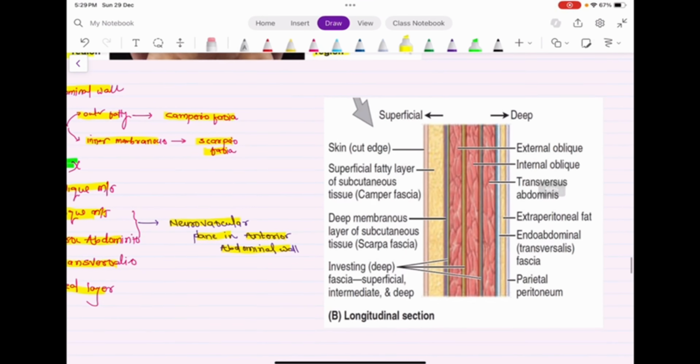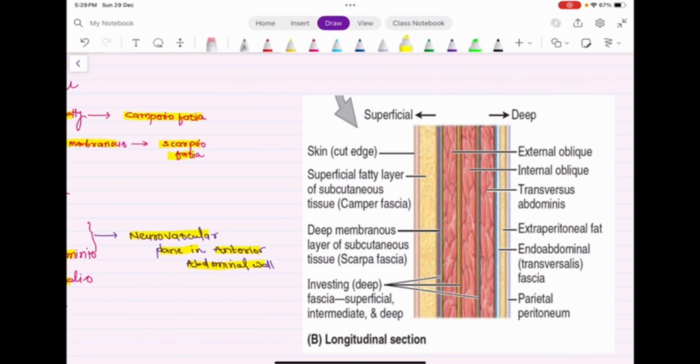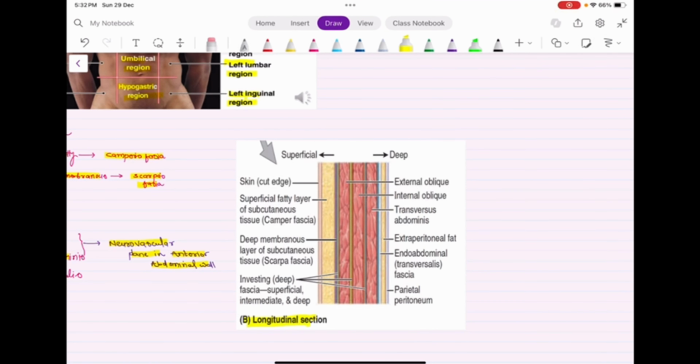Okay, see this diagram. We show the layers of the anterior abdominal wall. It is a longitudinal section of the abdomen. From superficial to deep: superficially, skin is there, then the superficial fatty layer and the deep membranous layer. The fatty layer is called Camper's fascia. The deep layer is called Scarpa's fascia. Now the external oblique muscle is there, then the internal oblique muscle, transversus abdominis, extraperitoneal fat, transversalis fascia, and parietal peritoneum.